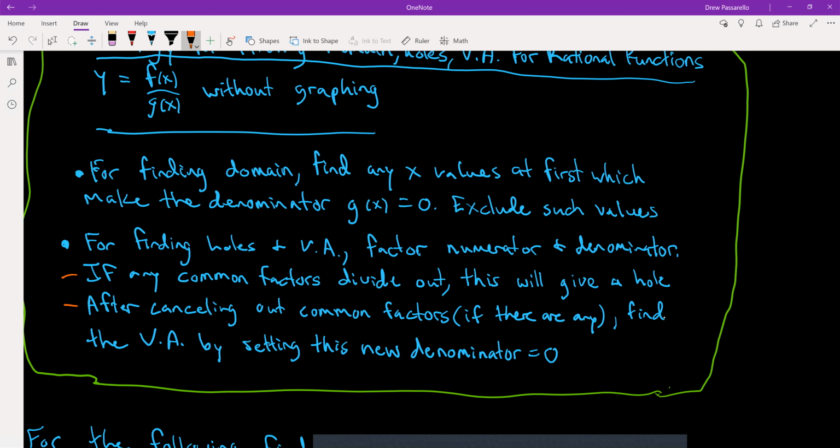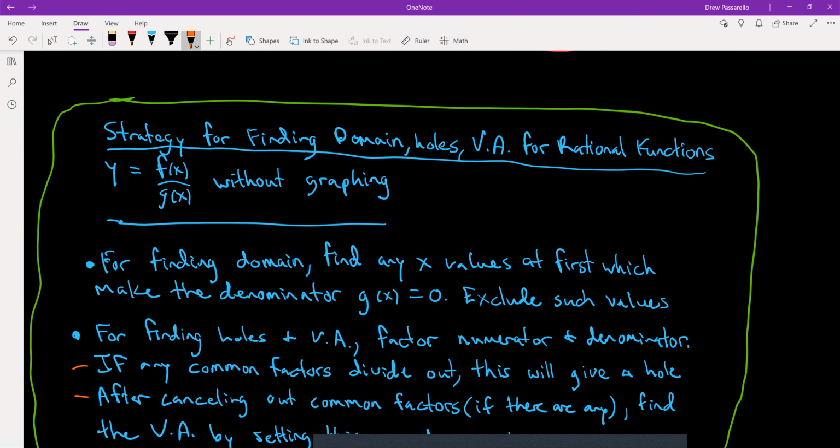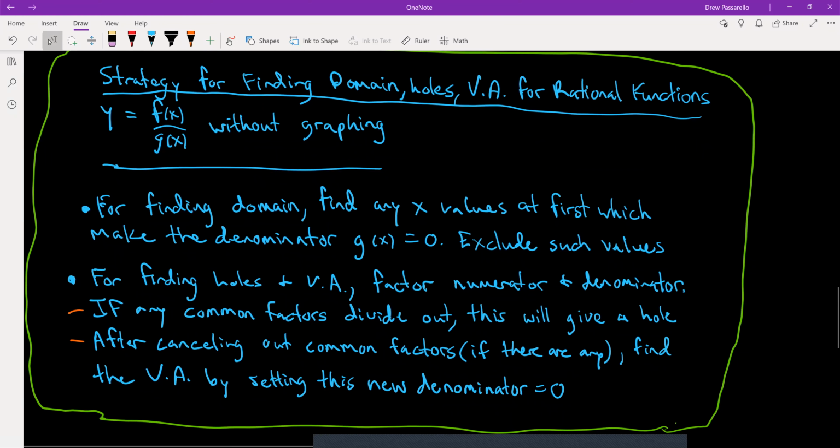Then after you cancel out the common factors, if there are any, so there might not be any common factors, but let's say after you factored and either did or did not cancel out common factors, you would find the vertical asymptote by setting the new denominator equal to 0. All right, so this is a strategy for finding holes, domain, and vertical asymptotes. The holes generally give you a removable discontinuity unless the graph is broken up into two pieces. The vertical asymptote gives you a non-removable discontinuity.